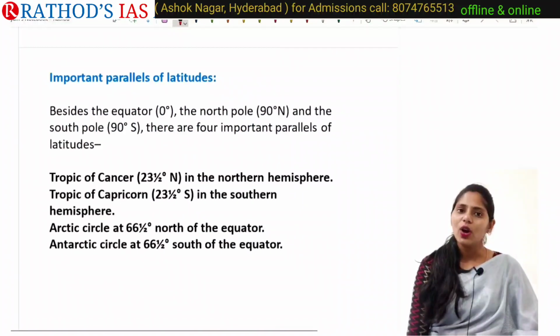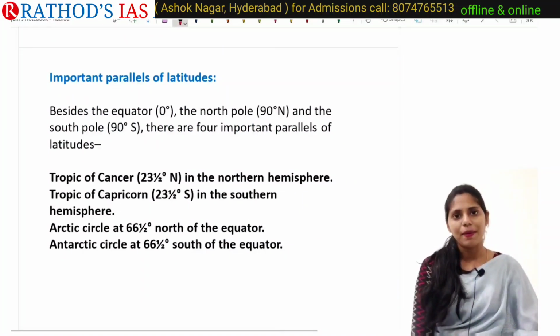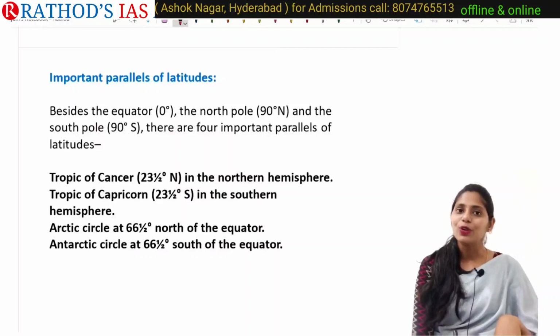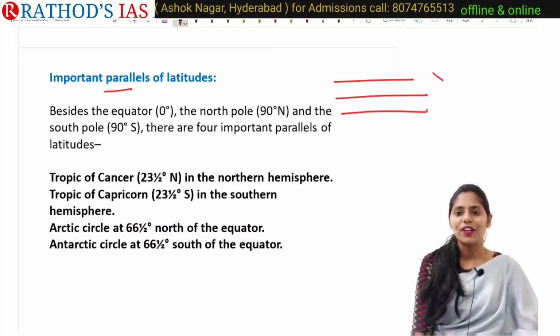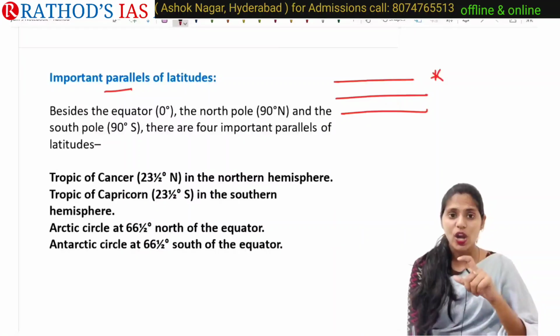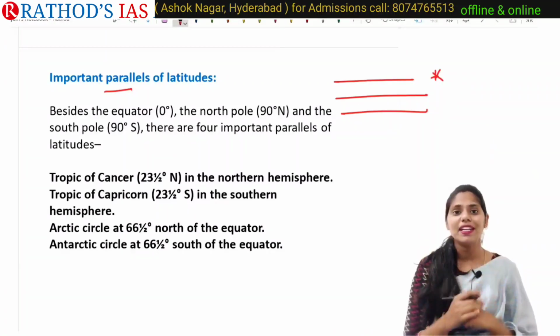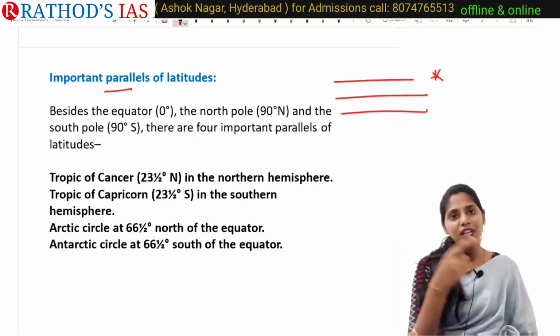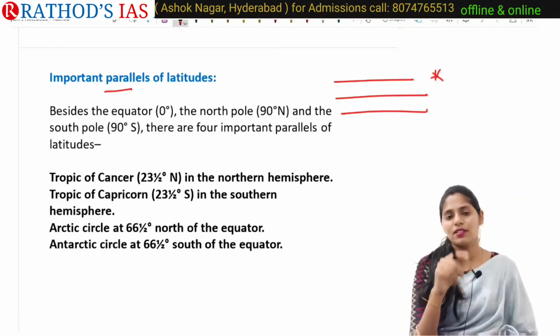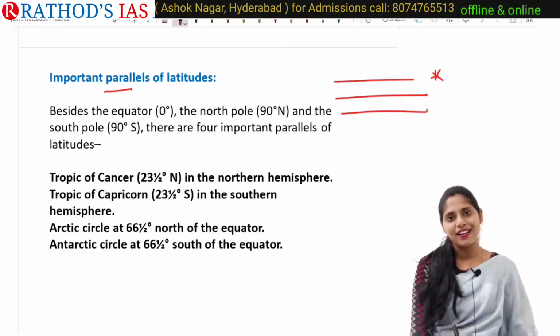Now let us talk about which are the important parallels. Why are these latitudes called parallels? Because they are parallel to each other, they are not going to meet anywhere. This is one important fact again. These latitudes will not meet at any place. They are parallel circles, so they are called parallels.